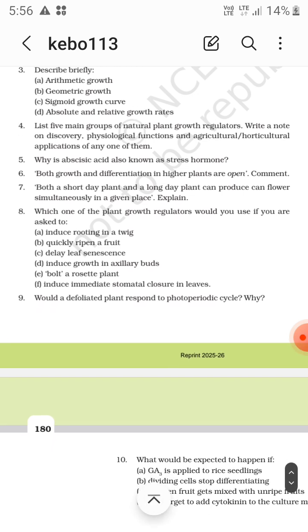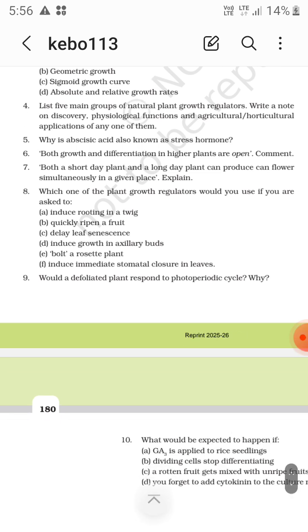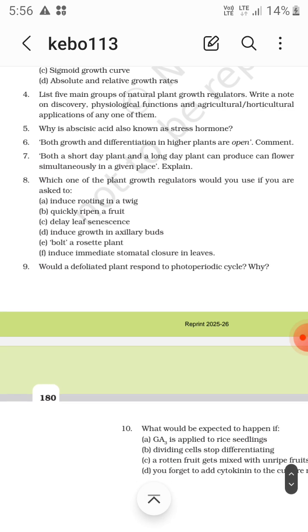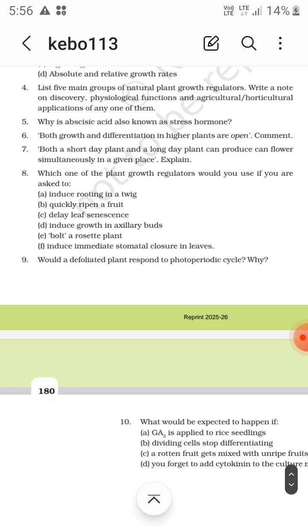So write a note on discovery. Auxin was discovered by, I think, F. W. Went, right? Why is abscisic acid also known as the stress hormone? Because under water stress, the stomata get closed.